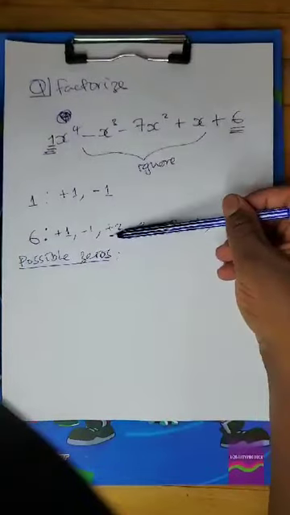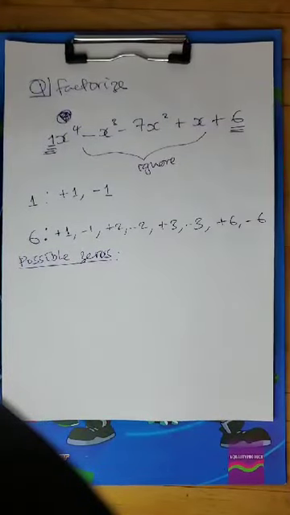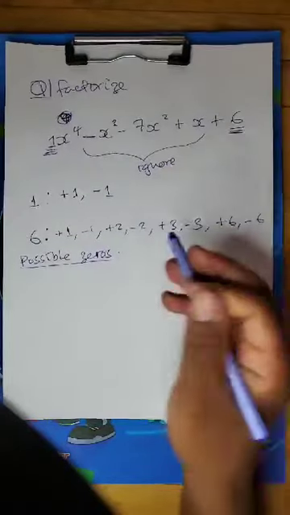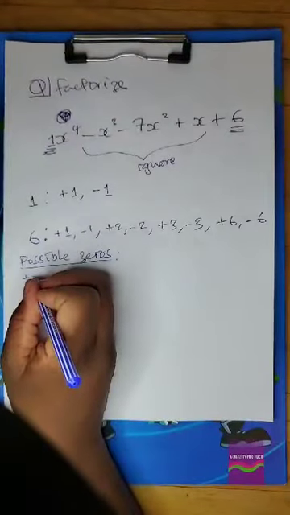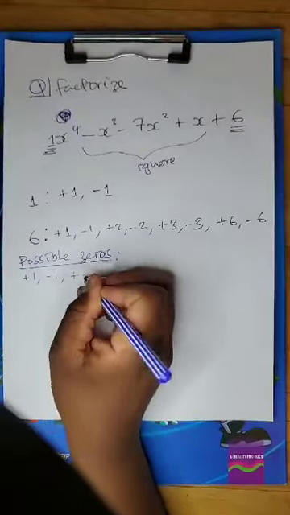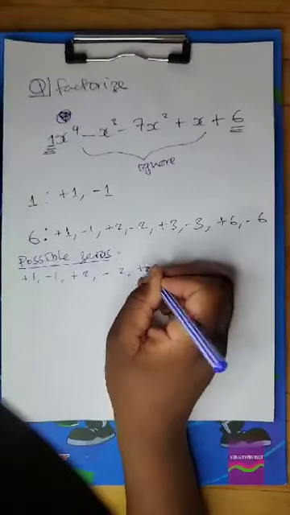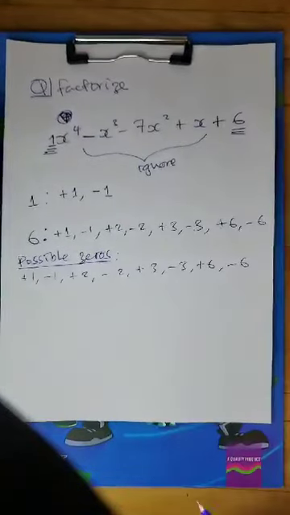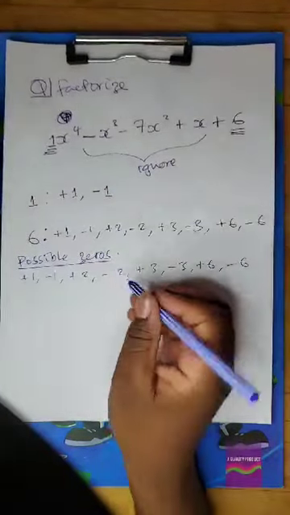So we now just list all of them in one line. Now, if there are numbers that are appearing twice, just write them once. So possible zeros will be plus 1, minus 1, positive 2, minus 2, positive 3, minus 3, positive 6, minus 6.